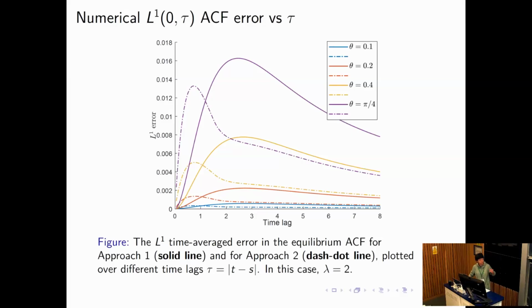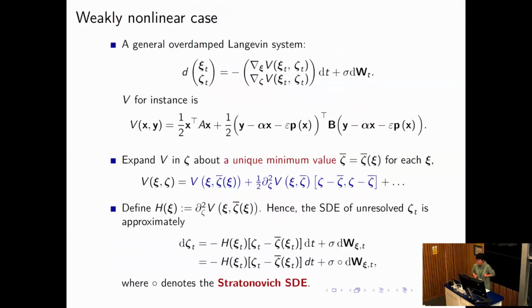Next, we want to extend everything to a nonlinear case. What we have done is we consider a weakly nonlinear case. It's like a harmonic oscillator plus a small polynomial potential controlled by a small epsilon.